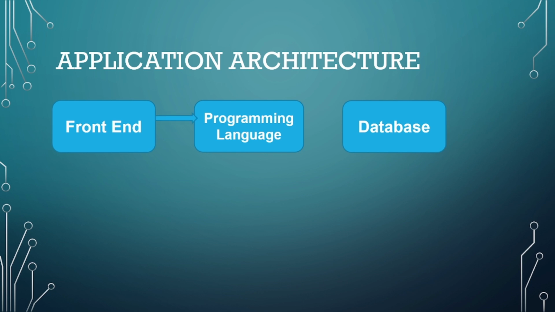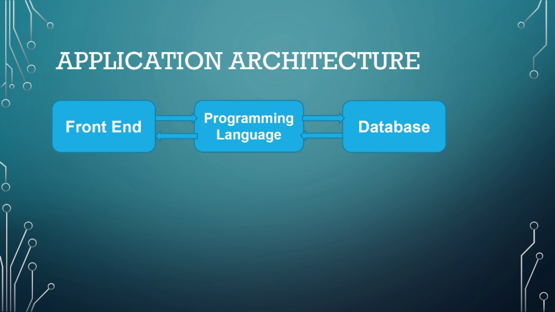So the front-end will make a request to the programming language, and the programming language will connect with the database and get the required data from it, and then send it back to the programming language. The programming language has a piece of code used to perform a specific operation with the help of the data, and the result will be sent back to the front-end. So this is how the complete application architecture looks.